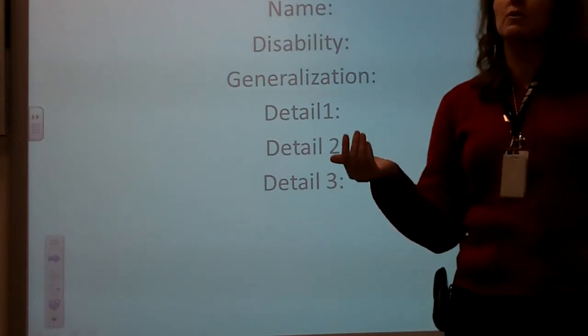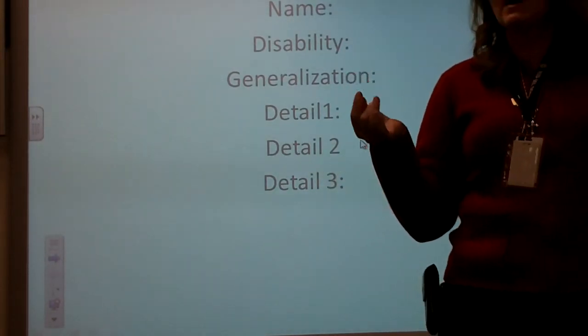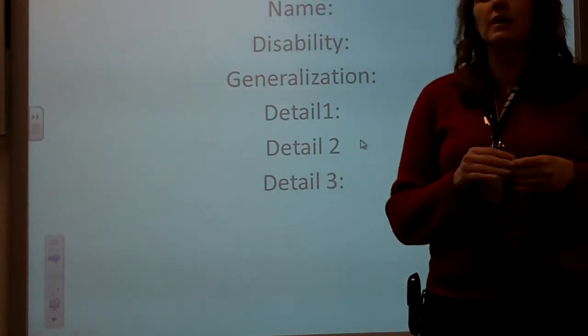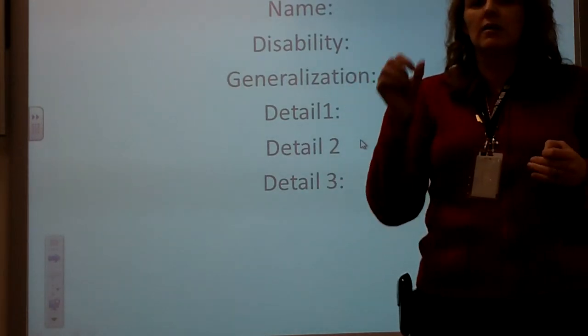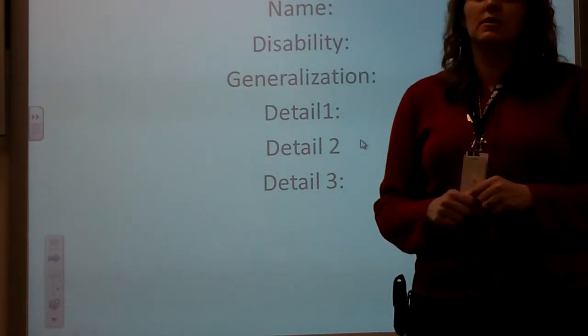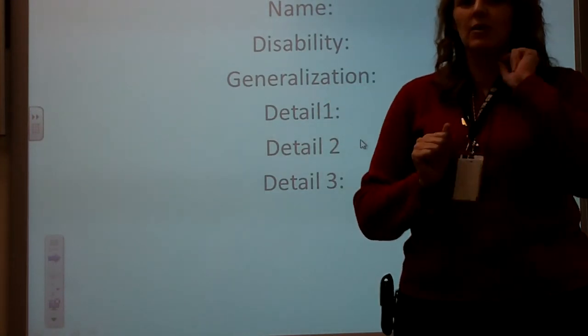Now, I will tell you that on the back of the paper, there are some blank rectangles. That's because most trading cards have pictures. So if you have some time and you get all your cards filled out, you're welcome to draw a picture of that person on the back of your card. All right, go ahead and get started.